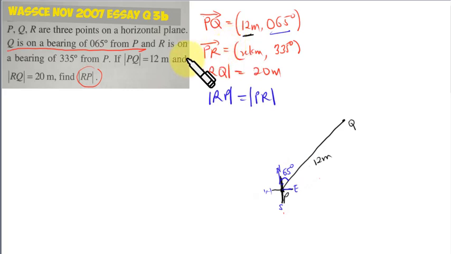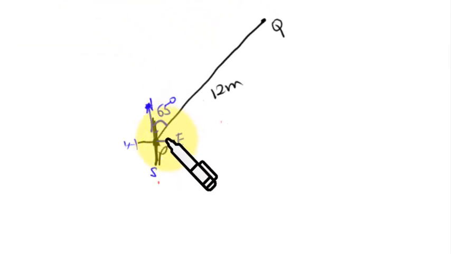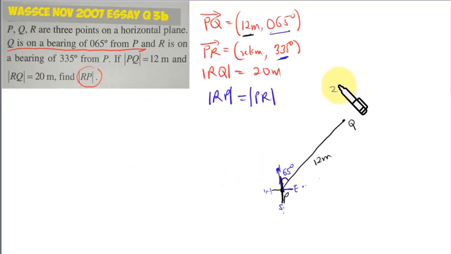Then it says that R is on the bearing of 335 degrees from P. So on the bearing of 335 from P to R. So from here, it begins here 0. From the same P, here is 90. And here is 180, 270. So 270 plus what will I get? 335. So x is equal to 335 minus 270.